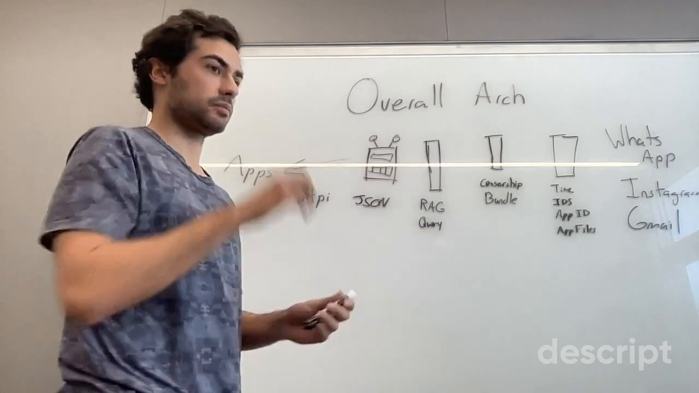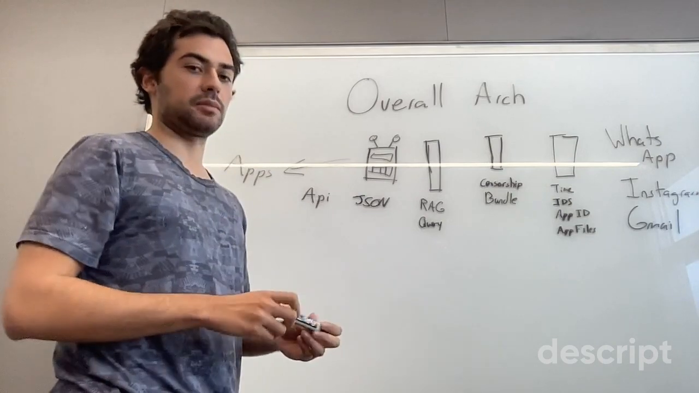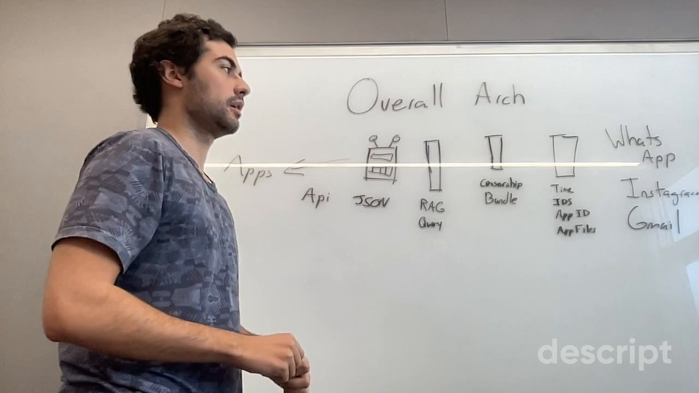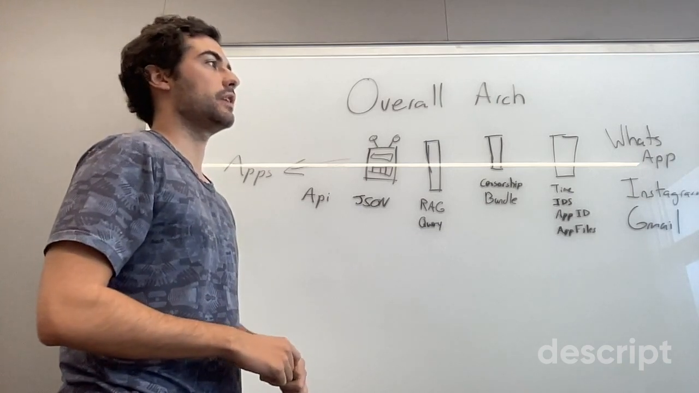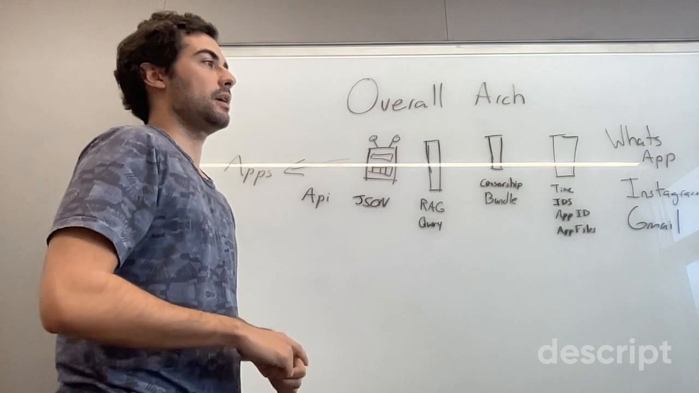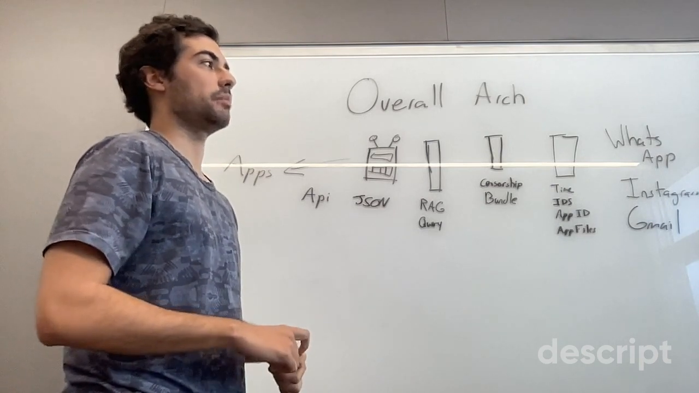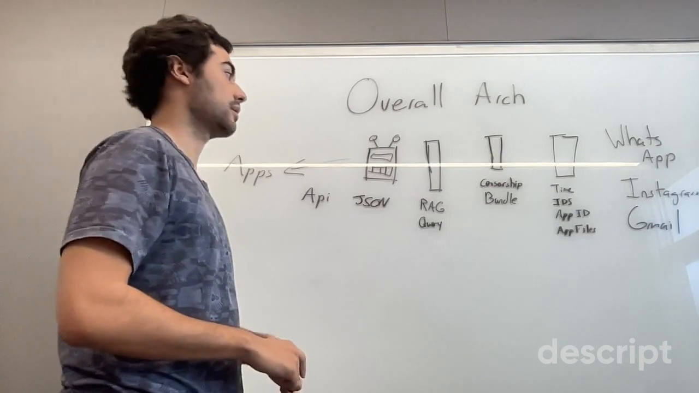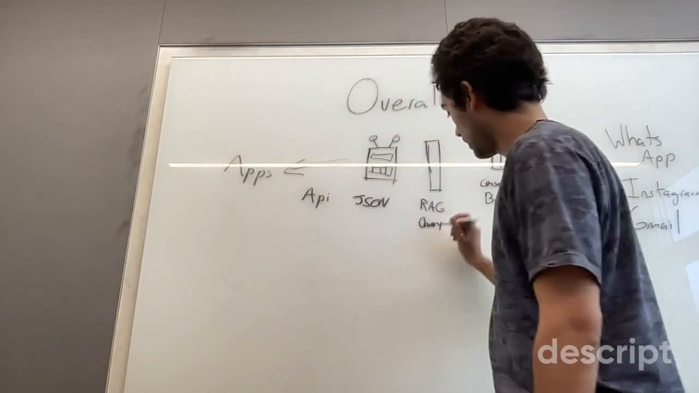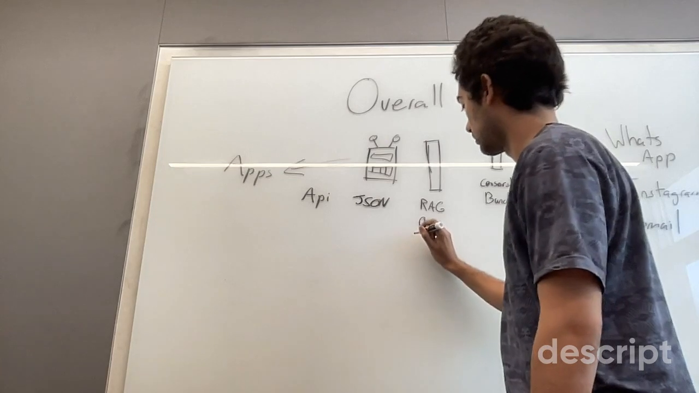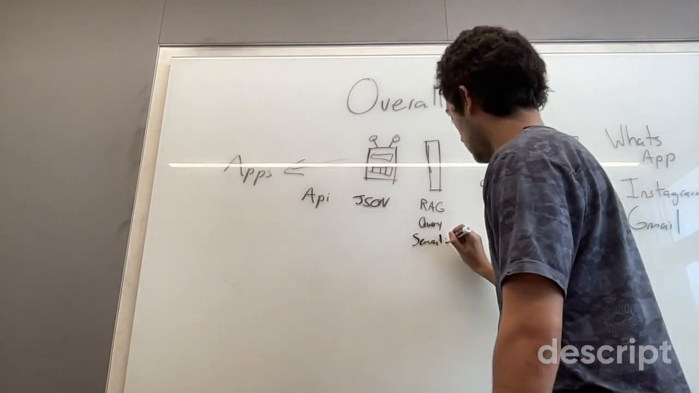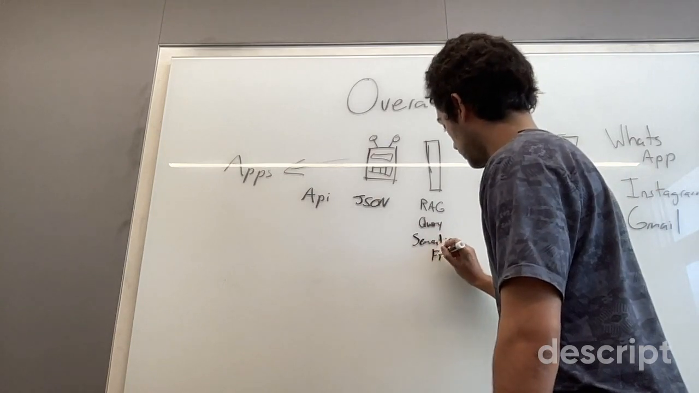For example, maybe there's nothing wrong with the message that we just received from the customer, but it's about something we don't want the AI to be talking about. Maybe it's a sensitive topic for the AI to answer. So we also want some kind of wall, right? Like a semantic firewall.